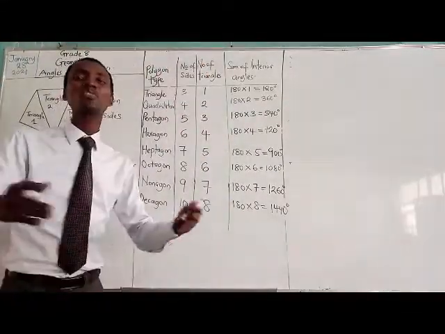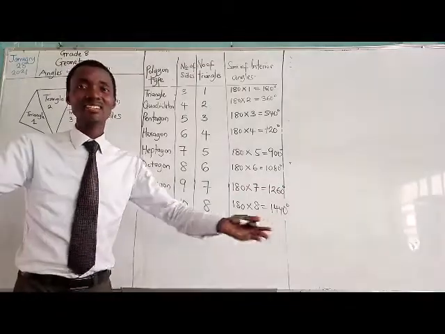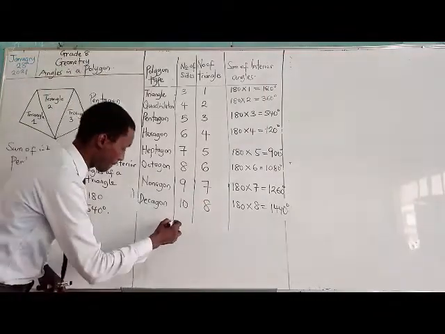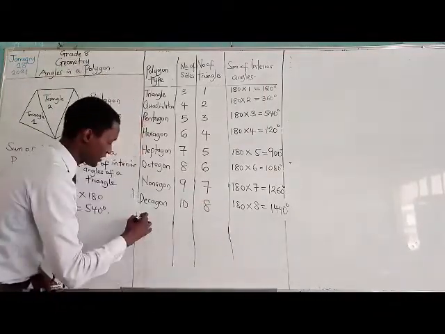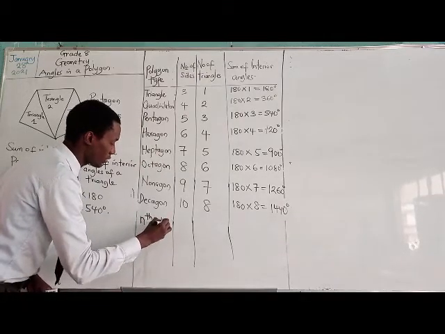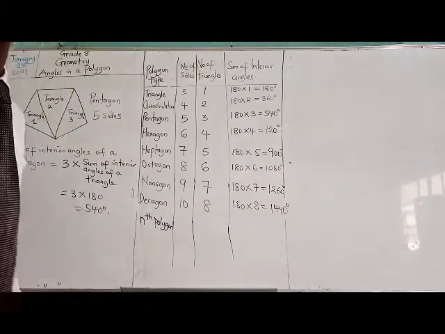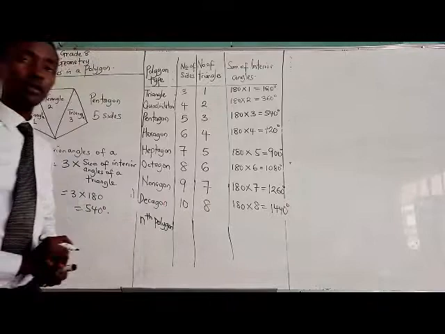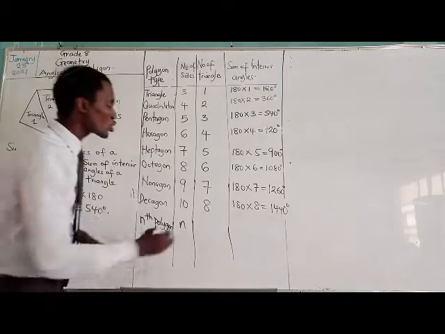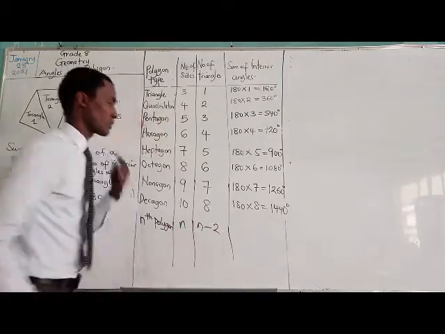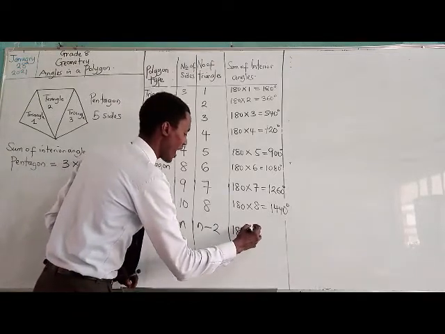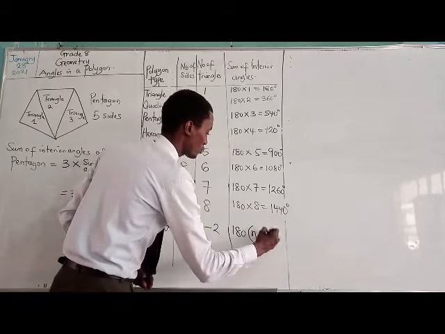Having done this, let's now assume we have an n-sided polygon. So what is the formula? None of us would like to have a formula. If it is an nth polygon, the number of sides will be n. The number of triangles will be n minus 2. And the sum of the angles will be what? 180 times n minus 2.